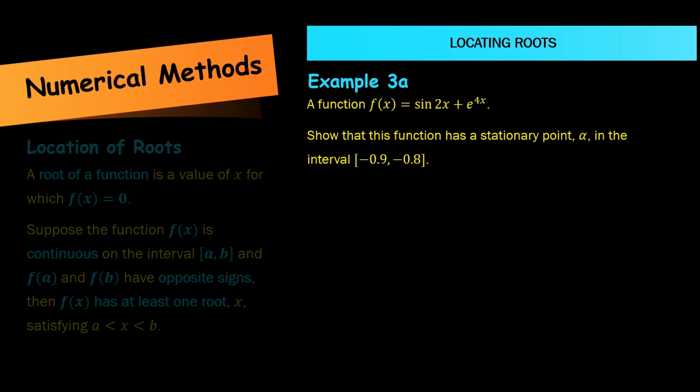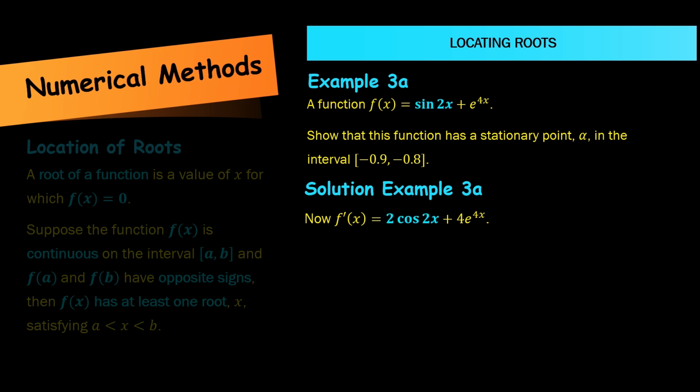Let's consider part A first. A function is defined as f of x equals sine 2x plus e to the power 4x. Show that this function has a stationary point alpha in the interval -0.9, -0.8. So let's solve this.